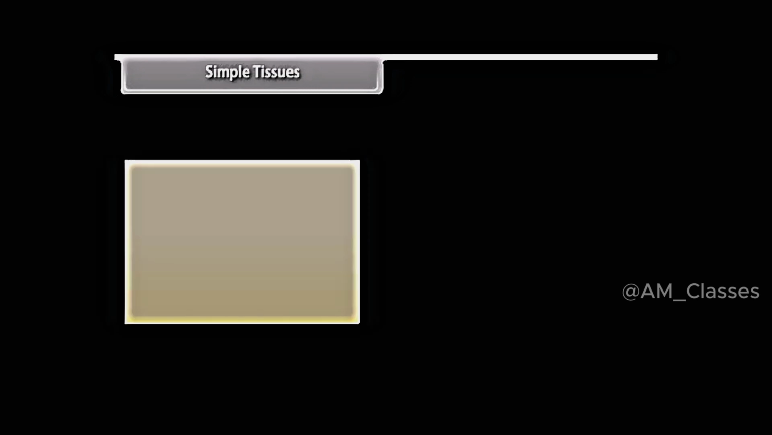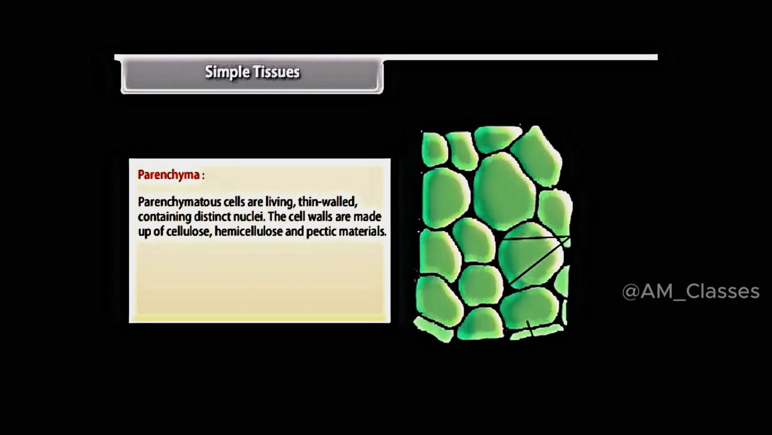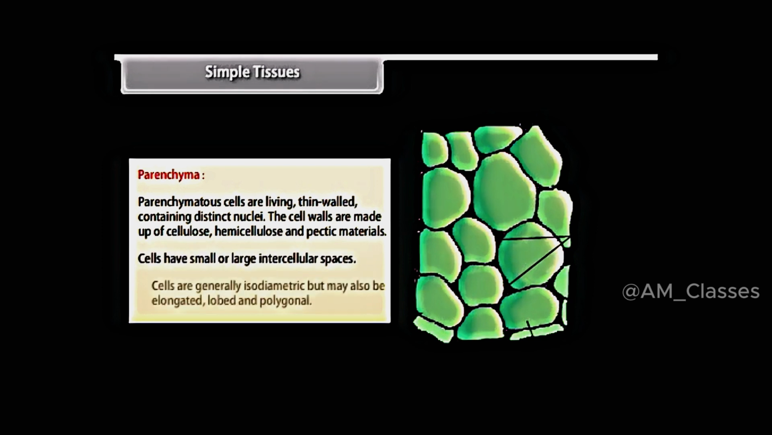Simple tissues. Simple tissues are homogeneous in nature and are composed of structurally and functionally similar cells. These are of 3 types: parenchyma, collenchyma, and sclerenchyma. Parenchyma. Parenchymatous cells are living, thin-walled, containing distinct nuclei. The cell walls are made up of cellulose, hemicellulose, and pectic materials. Cells have small or large intercellular spaces. Cells are generally isodiametric but may also be elongated, lobed, and polygonal.